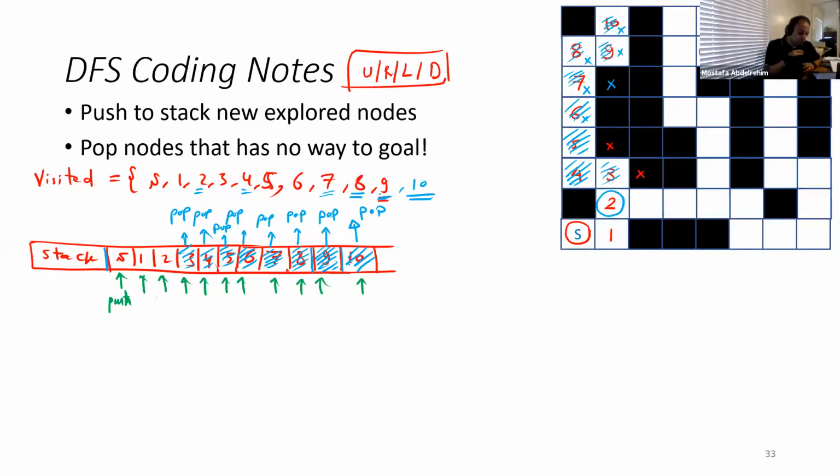And 2 is now the head of the stack, so just explore around. Did we go here before? Yes, we visited this, so we cannot visit it again. Can we go to 1? No, because it's visited. Can we go right? Yes, we can go right.